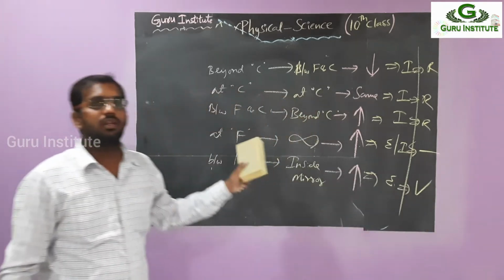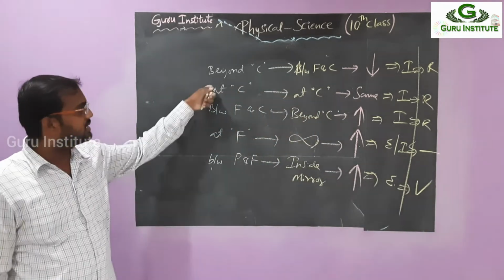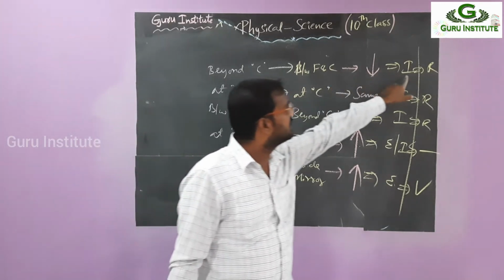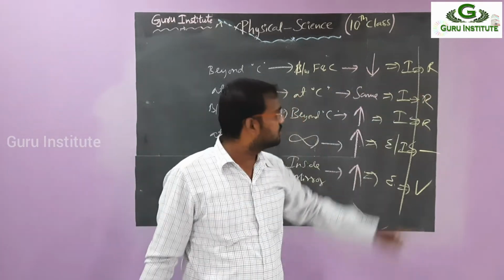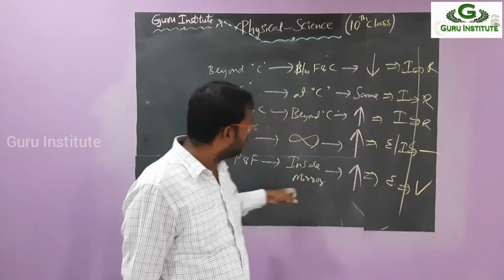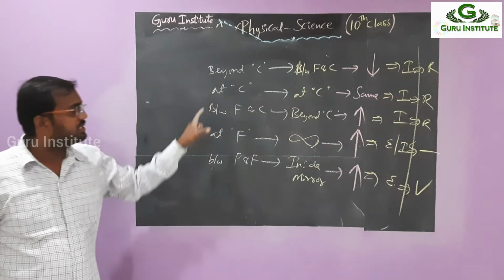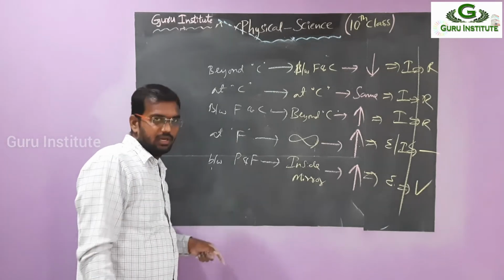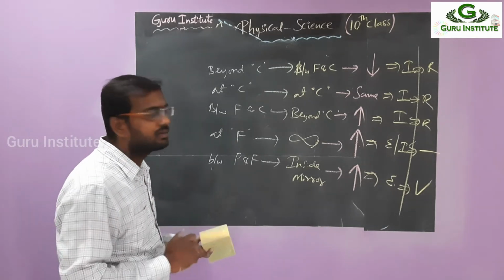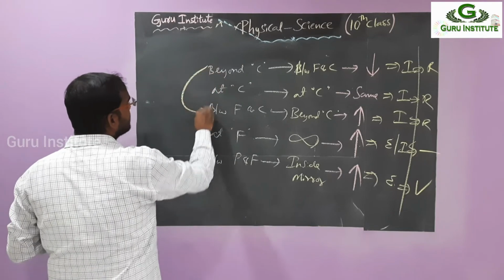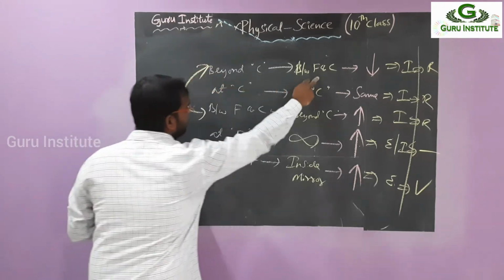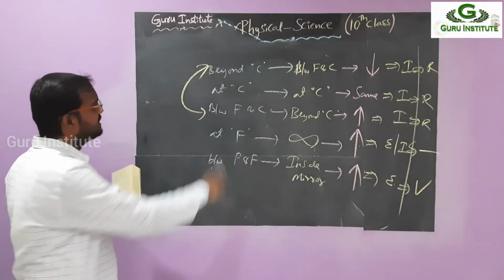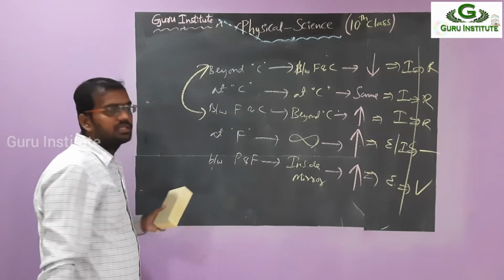So this is the total nature of the image. Beyond C, between F and C, that is decreased. Downwards means decreased. So it is the inverted and real image. If you observe all our real cases, only the last one is the virtual case. This is the total picture of the ray diagrams in a concave mirror. If you observe, these two cases are vice versa: beyond C, between F and C; between F and C, beyond C. Next, at C only. The remaining are the same.